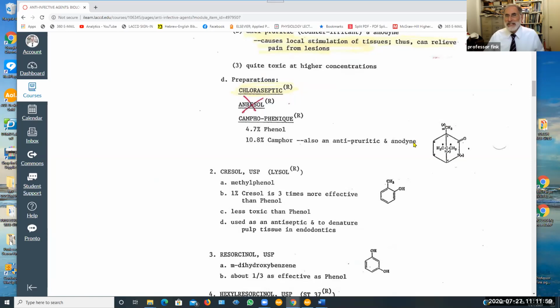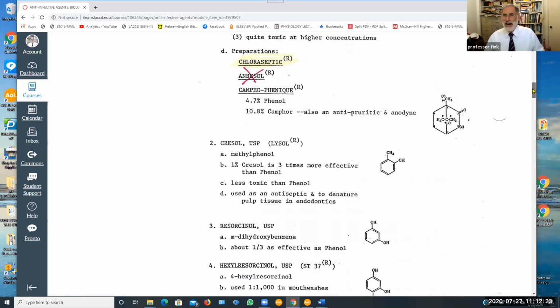Ambisol does contain benzocaine, a topical local anesthetic. Camphophenique, you may have heard of, it contains phenol and camphor. Camphor has a flavor of menthol, and together they both have antiseptic actions and antipyretic anodyne actions, again, acting as a counter-irritant and a soothing. It soothes the irritation caused by the lesion or sore.